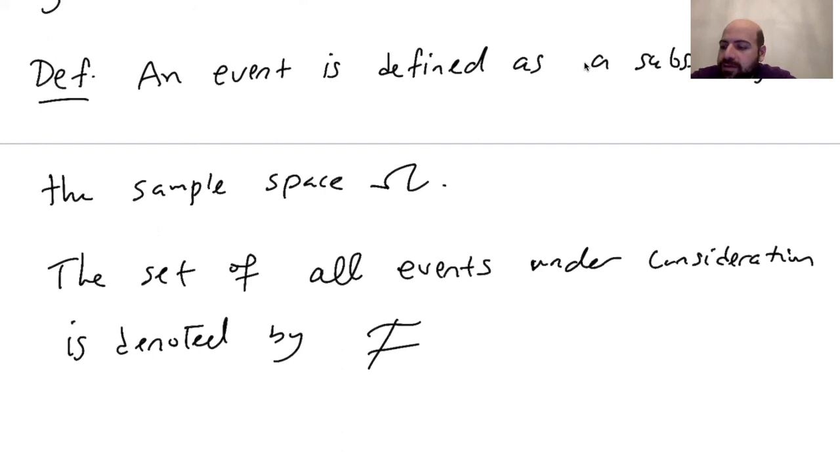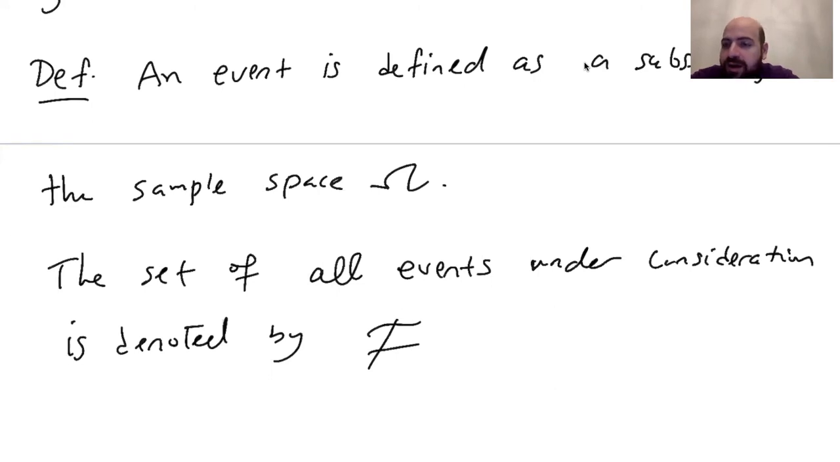When I say the set of all events under consideration, if omega is a finite set, any subset of omega is considered an event. So we can consider curly F to be the set of all subsets of omega. Because omega is finite, the set of all subsets is also finite, with 2 to the power of the number of elements of omega elements. So if you have a finite set, everything is straightforward and simple.